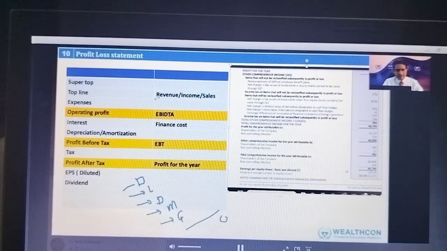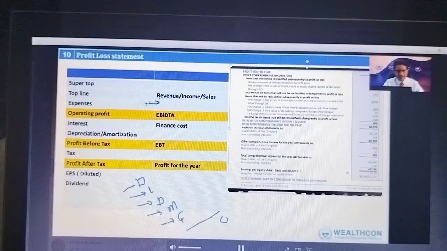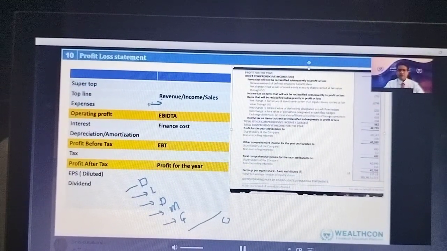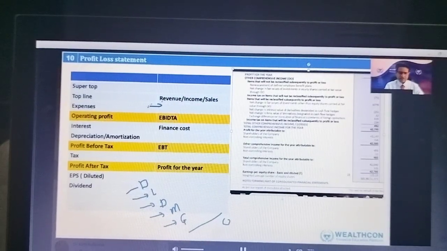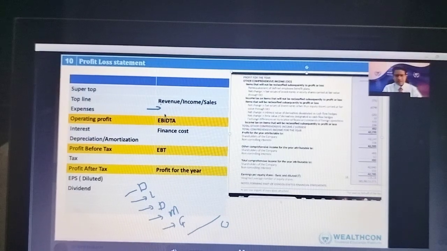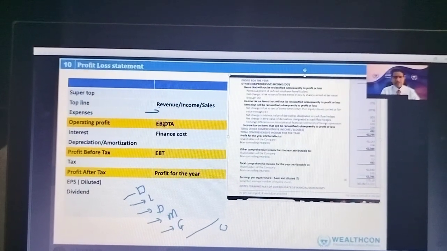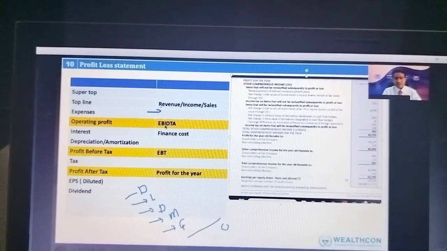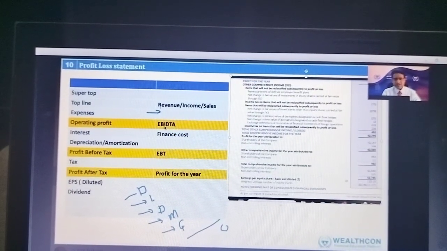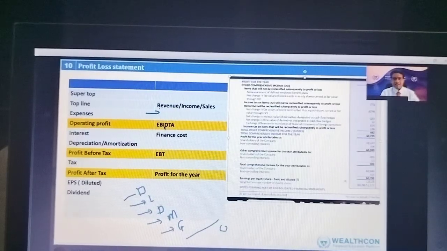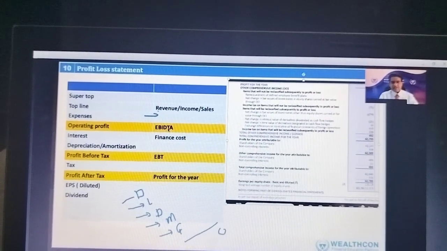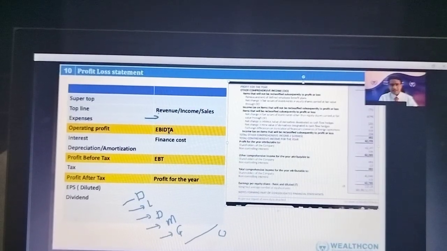So at the top line, then there are expenses. These expenses are the running expenses, which include cost of the material, consumables, employee salaries, distributors', retailers' commission, and what remains is the operating profit. It is also called EBITDA. You might have heard this word on CNBC, EBITDA. What is this? Earning before interest, depreciation, tax, and amortization. There is also something called EBITDA margin that I'll discuss in the ratios.